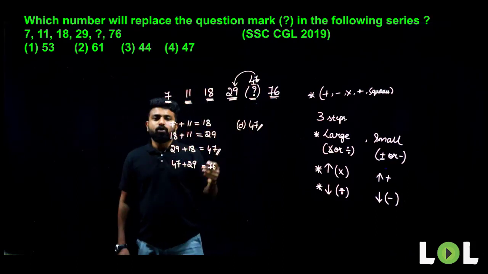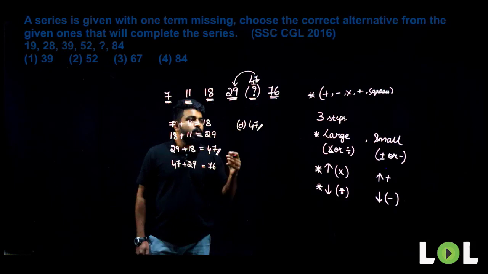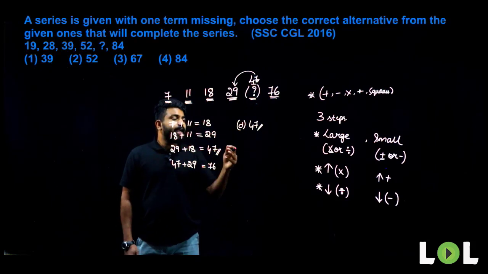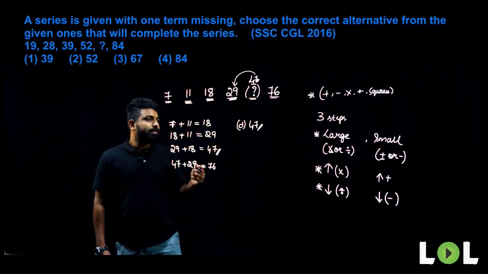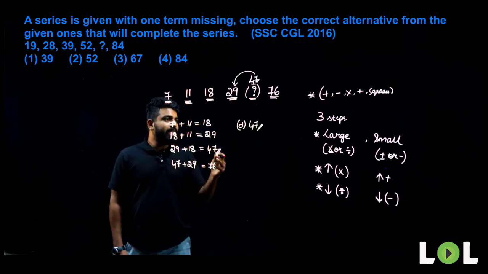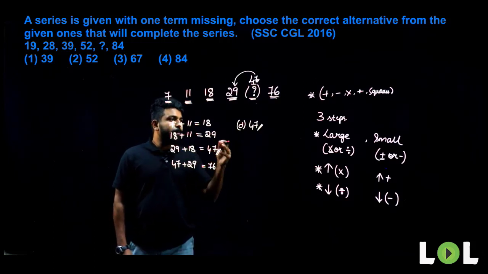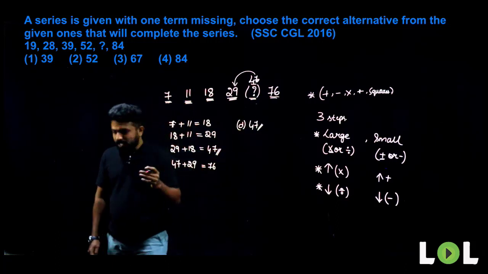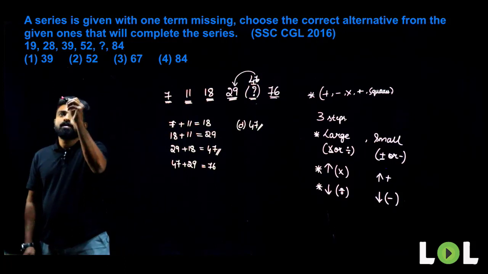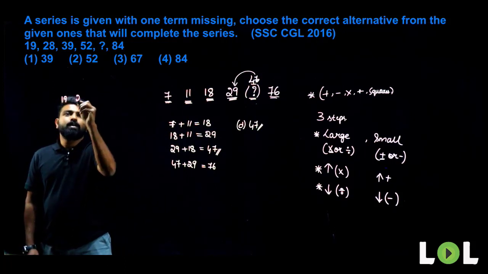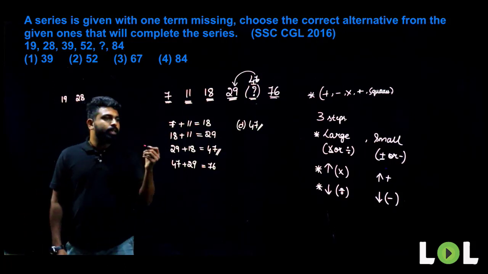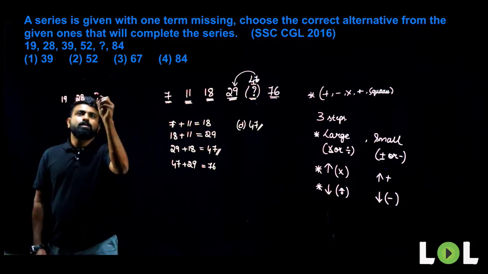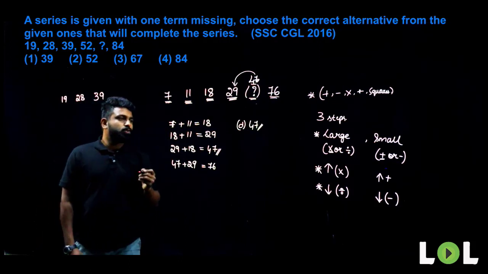Now, let us look at our next example. What does it say? It is a question from CGL 2016. A series is given with one term missing. Choose the correct alternative from the given ones that will complete the series. What is the series here? It is 19, 28, and then what is that? 39, and then there is 52.